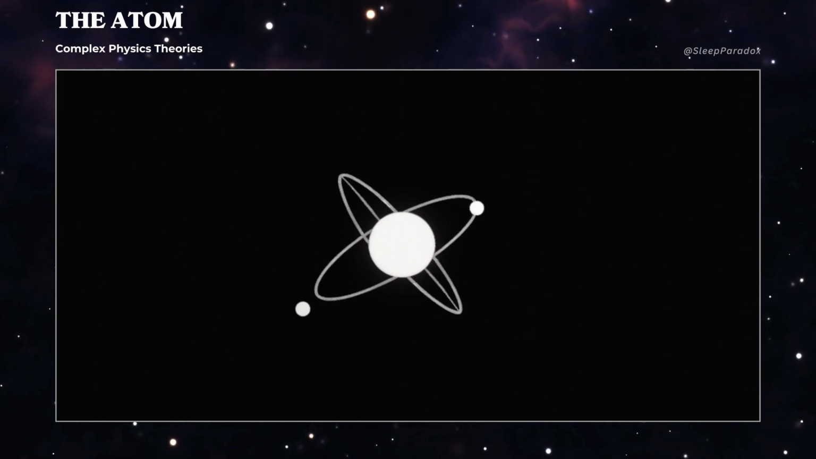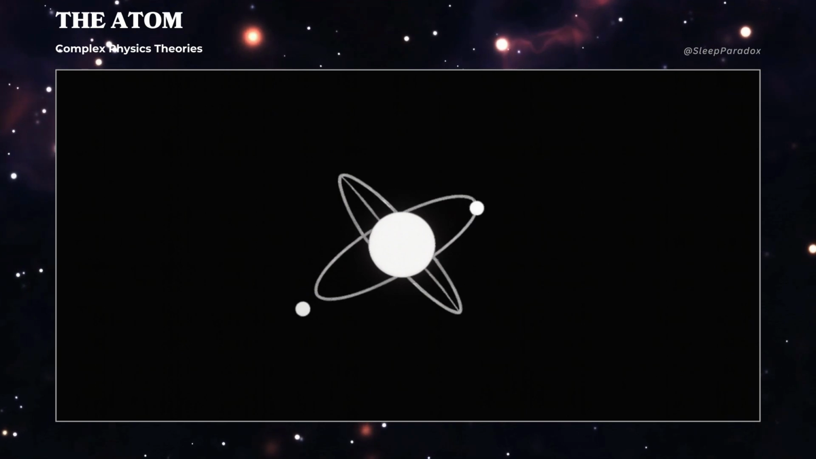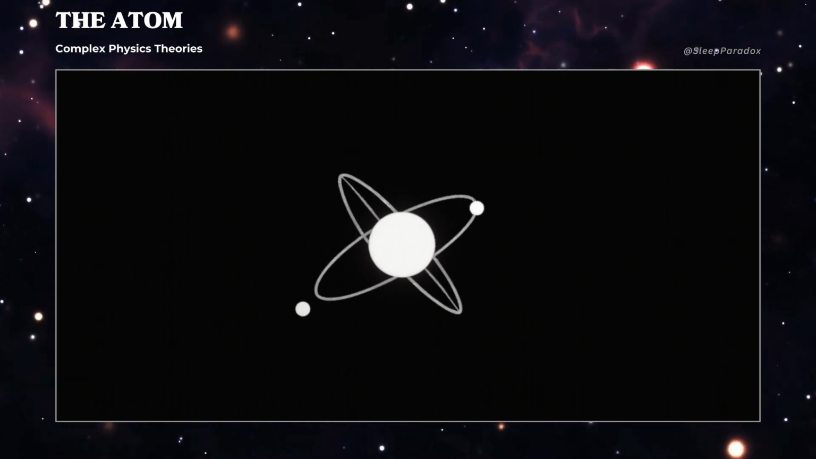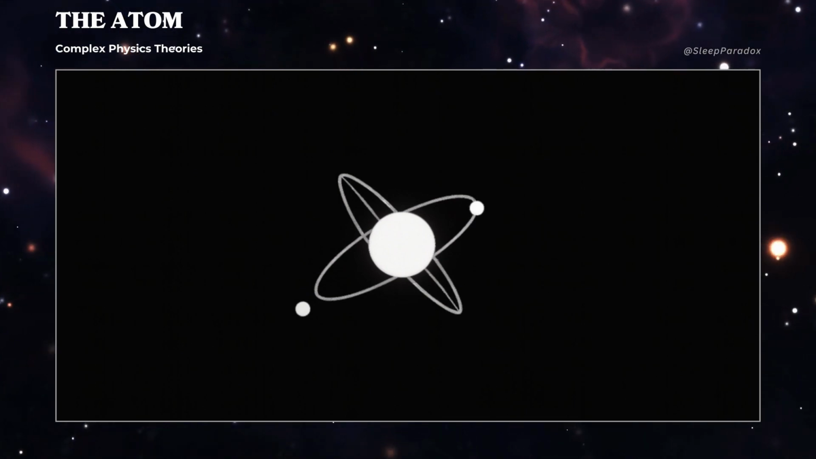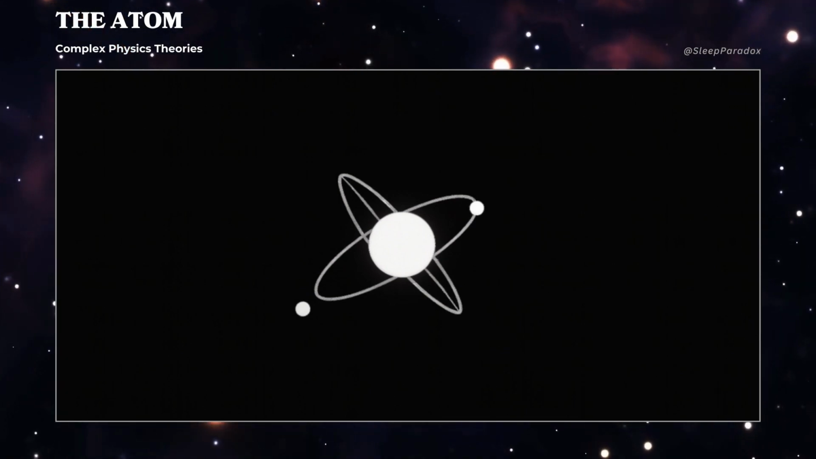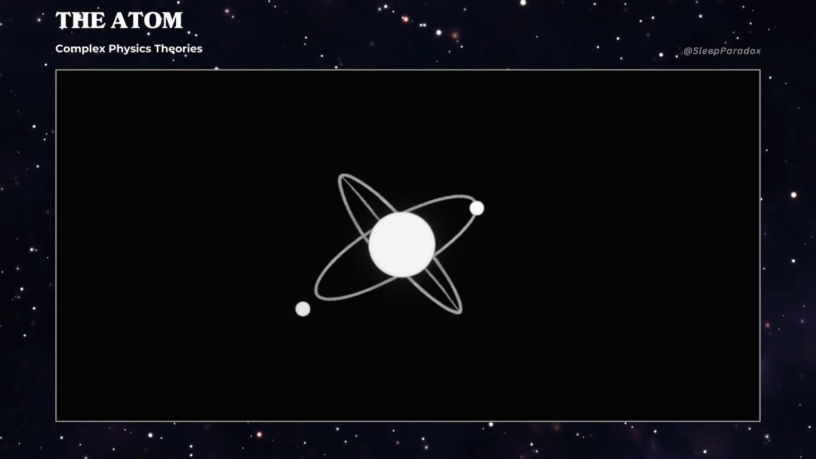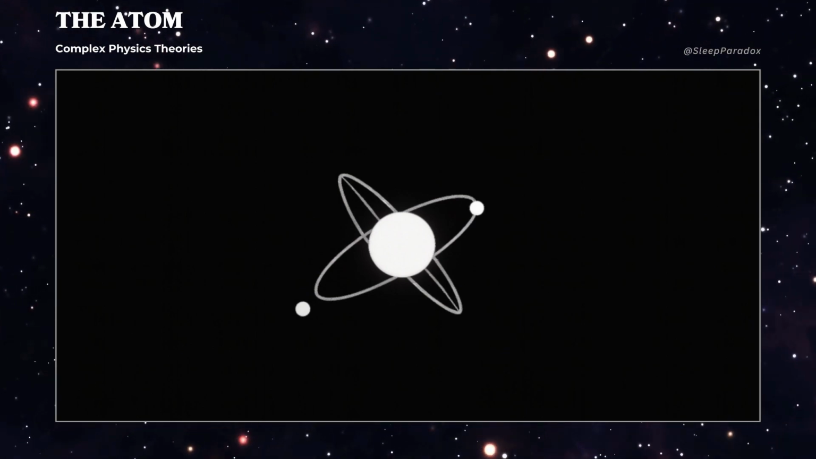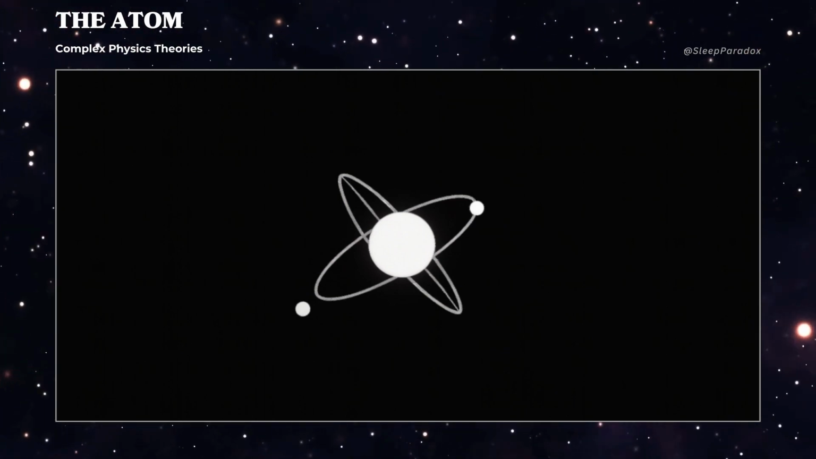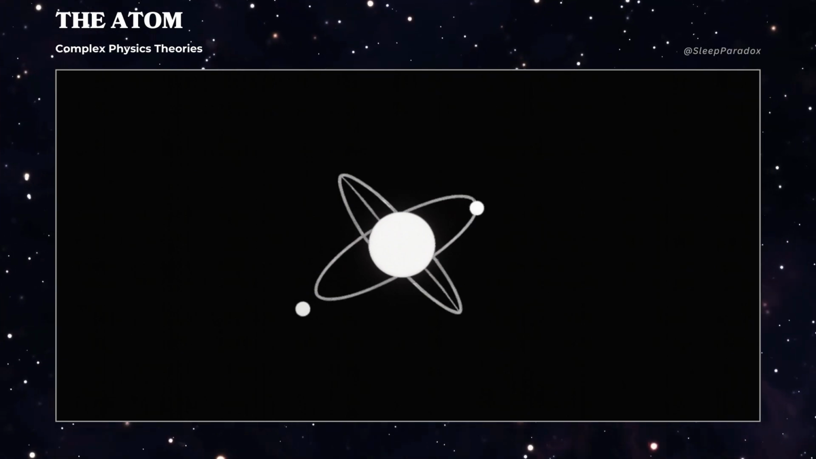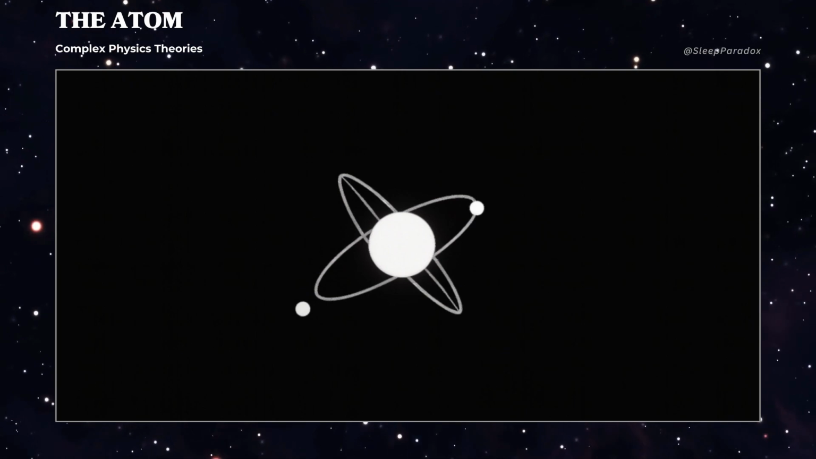They behave more like fuzzy clouds, with quantum mechanics determining the probability of finding them in a particular region. This concept is known as an orbital. Instead of fixed paths, electrons are described by mathematical wave functions that tell us where they're likely to be. The structure of atoms determines how they interact. The outermost electrons, called valence electrons, play a critical role in chemical bonding. When atoms share or transfer these electrons, they form molecules. That's how water is made, two hydrogen atoms bonding with one oxygen atom.